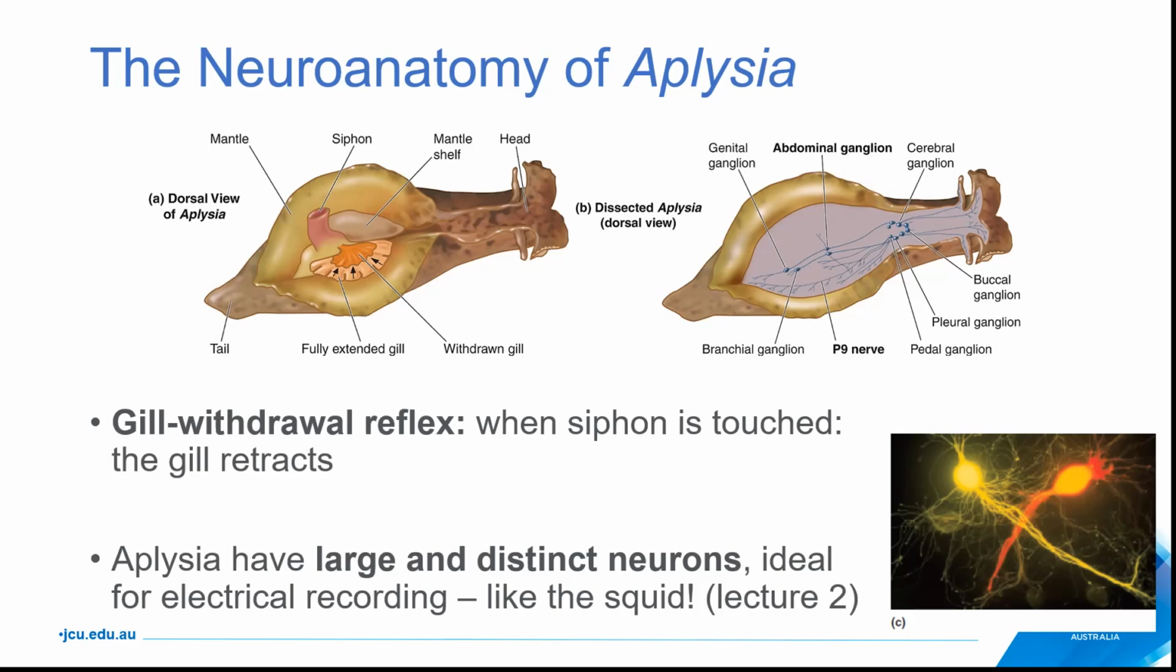It's not the gill. The gill is for breathing, but the gill is definitely a part of it. When the siphon is touched by a human being, the gill will retract. This is an automatic reflex. And of course, Aplysia is like our squid: it has large and distinct neurons. That's why we like to use it.